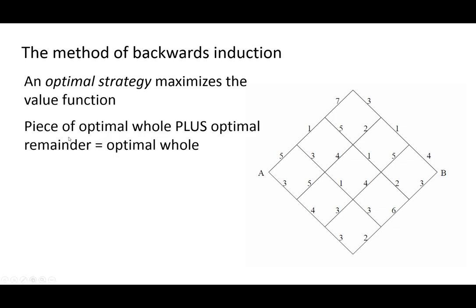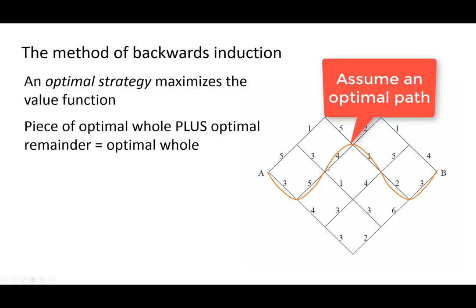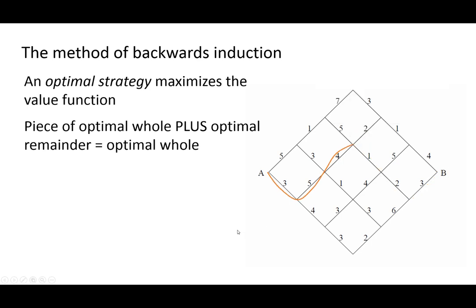Now, there is an interesting property which I formulate like this. Piece of optimal whole plus optimal remainder is an optimal whole. So what does it mean? Let's take some path, like this one, for example. I call this an optimal whole, okay? And then take a piece of it, like this one, which takes us from A to C.